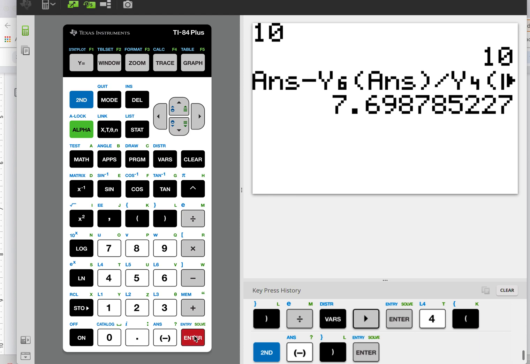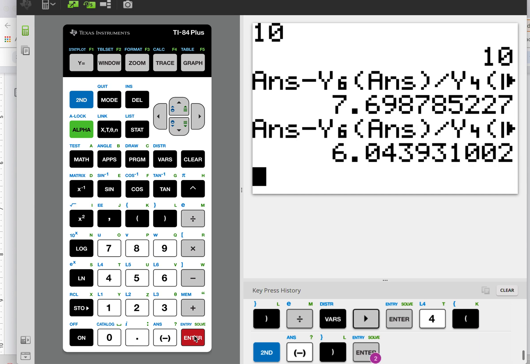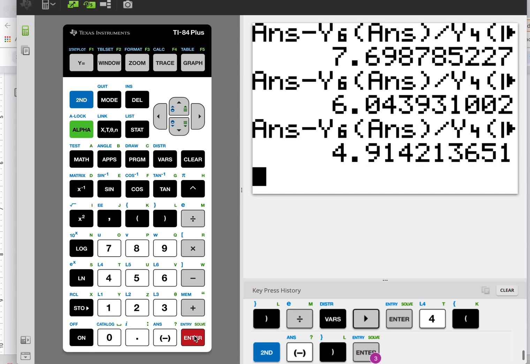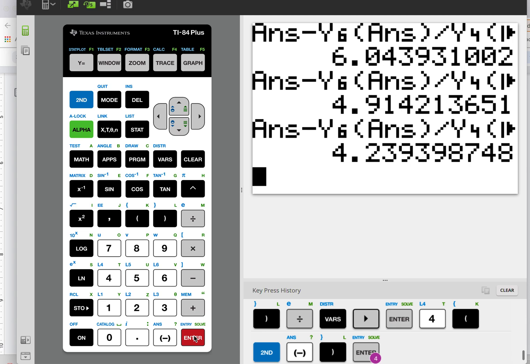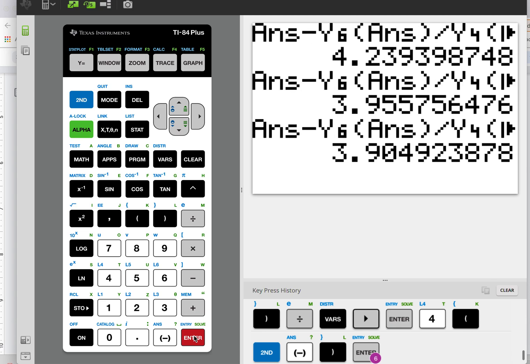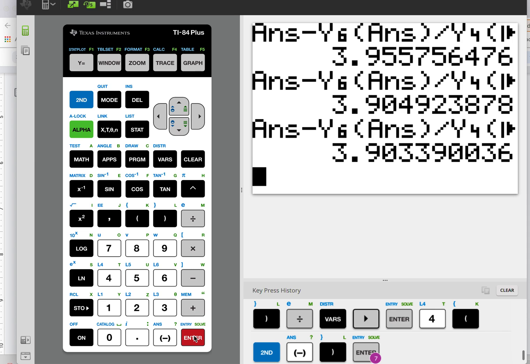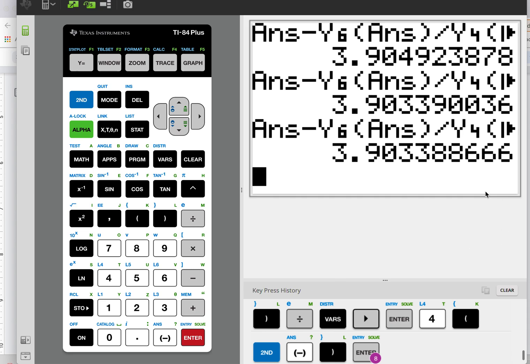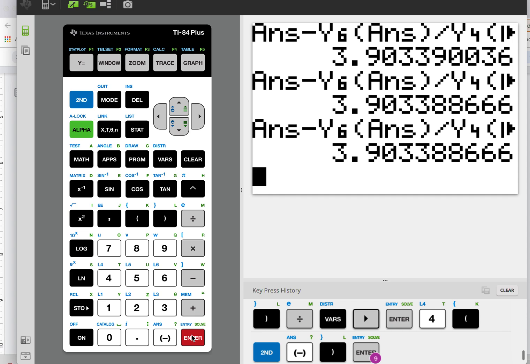Let's count. I would write that down. Then 2 and 3 and 4, 5, 6, 7, 8. I'm looking for these last ones not to change. 8866. 8866. Okay, 9. There we go. It took 9 times to get that not to change.